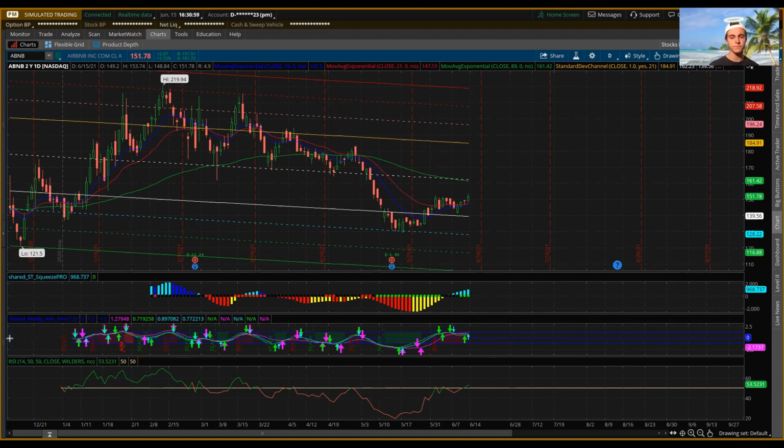I like to pair that with the RSI, which is this bottom indicator. For me, when it's above 50, it's bullish, below 50, it's bearish. I try to avoid being long positions whenever we're in the red below 50, which is why I have this indicator designed to go red whenever you're below 50.